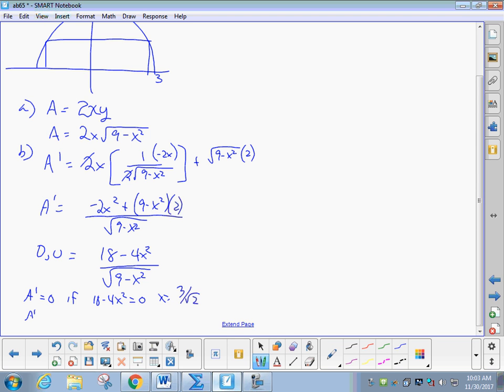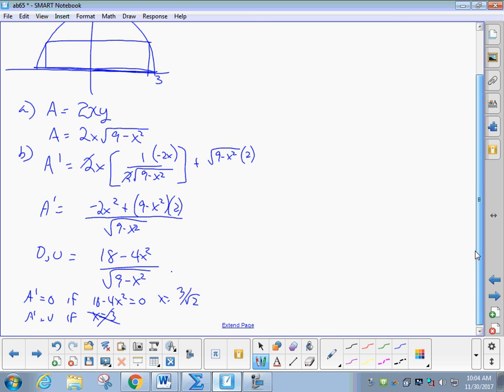A prime is undefined if the denominator is 0, which is at x equals 3, but that's obviously a min, because if x equals 3, then it's going all the way out to the edge. That's not much area there. That's not max area. That's min area. So that's bogus. All right. You will find that this is a max. If you went less than this, then the top would be 18 minus a small number, so positive before that, and after, 18 minus a big number, so negative after that. So it is a max, positive to negative.